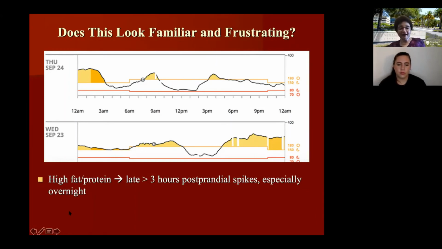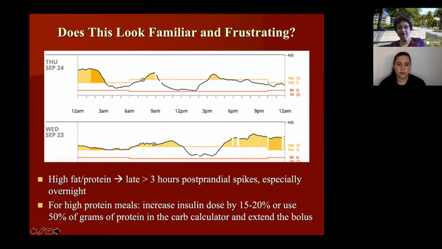And again, I have those slides to add protein and fat to your carb count. So for high protein meals, increase insulin dose by 15 to 20%, or enter a 15 to 20% higher carb amount. So instead of your 60, enter 80 grams, but do the extended boluses, because that protein and fat also will convert into sugar, right? So everything is converted into sugar except the water.